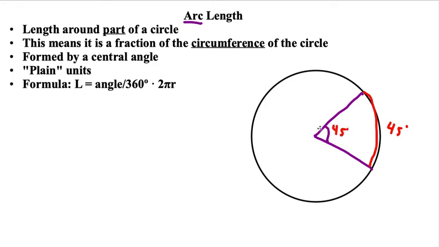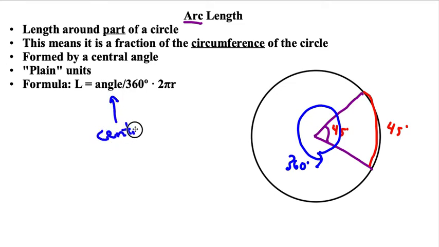So the logic is this: 45 degrees is out of how much? If we went all the way around in a circle, that would be 360 degrees, which means we're looking at the angle, that is the central angle, divided by 360, which tells us what fraction, how much of that 360, times 2 pi r, which represents the circumference. Pretty straightforward.